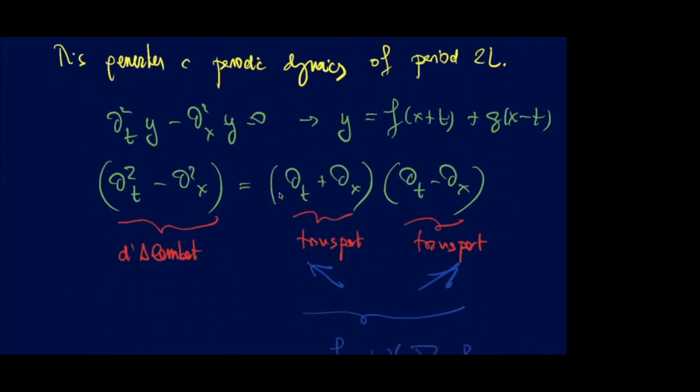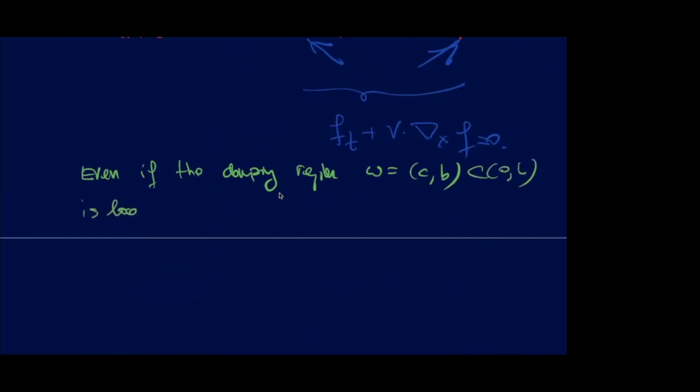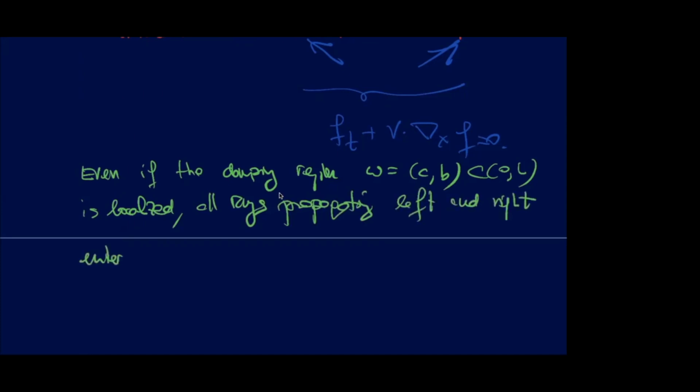So, the comment I'm making is that even if the damping region, a small omega that I can assume is just an interval AB in 0L, is localized, all rays propagating left and right enter the damping region in a finite time. Okay?